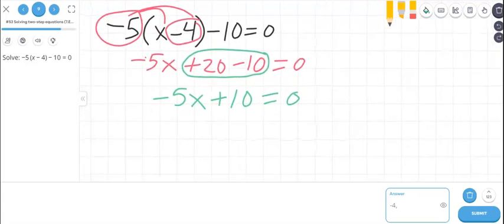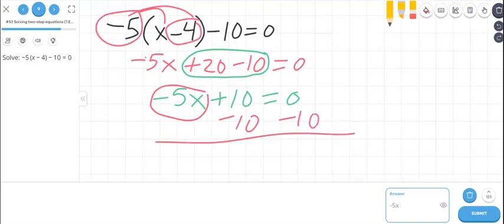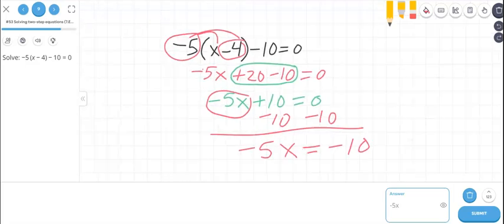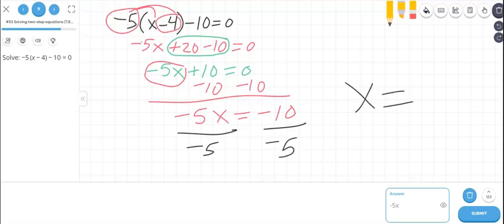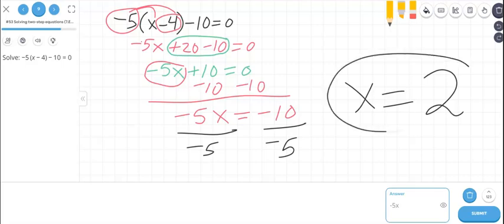Then what you're going to want to do is circle your variable term. Get rid of the plus 10 by doing minus 10 minus 10. So we have negative 5x equals negative 10. Then we're going to have to get rid of the negative 5 touching the x, so we divide. And we end up with x equals 2 negatives make a positive. So we get x equals 2.